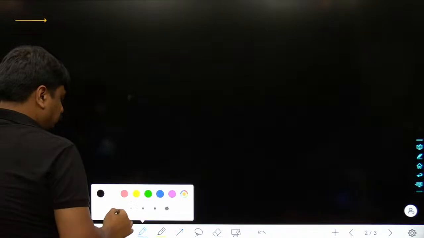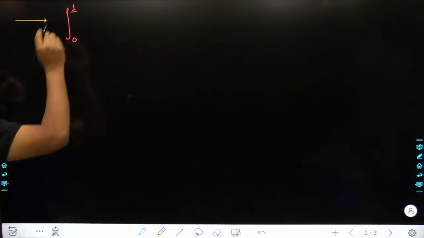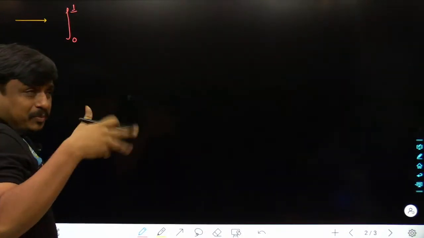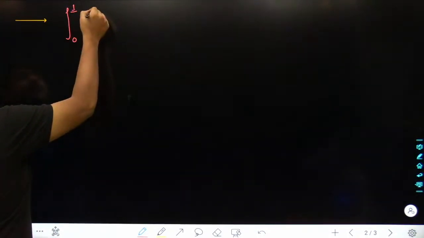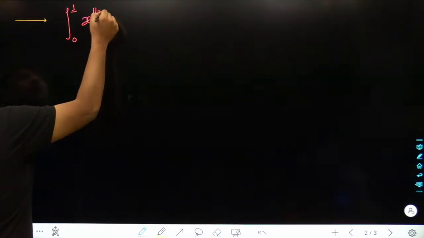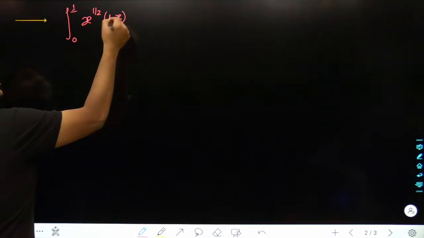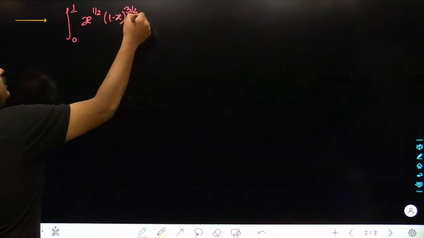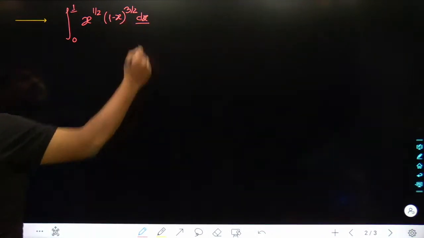In the same sequence, let me take another kind of problem. The problem is the integration from 0 to 1 again. So obviously, we can smell the problem has been framed in the form of beta integration. Let's take x raised to the power of 1 by 2, whereas 1 minus x is raised to the power of 3 by 2, and here goes dx. Tell me what would be the worth of this integration.